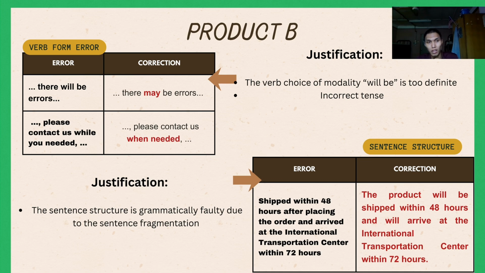Okay, sorry. And then the fifth error is the sentence structure error. The error is "shipped within 48 hours after placing the order and arrived at the International Transportation Center within 72 hours". The correction should be "the product will be shipped within 48 hours and will arrive at the International Transportation Center within 72 hours". The justification is that the sentence structure is grammatically faulty due to sentence fragmentation. The fragmentation is because of the absence of the subject, which is the product, which causes faulty parallelism in the sentence structure that makes it awkward.